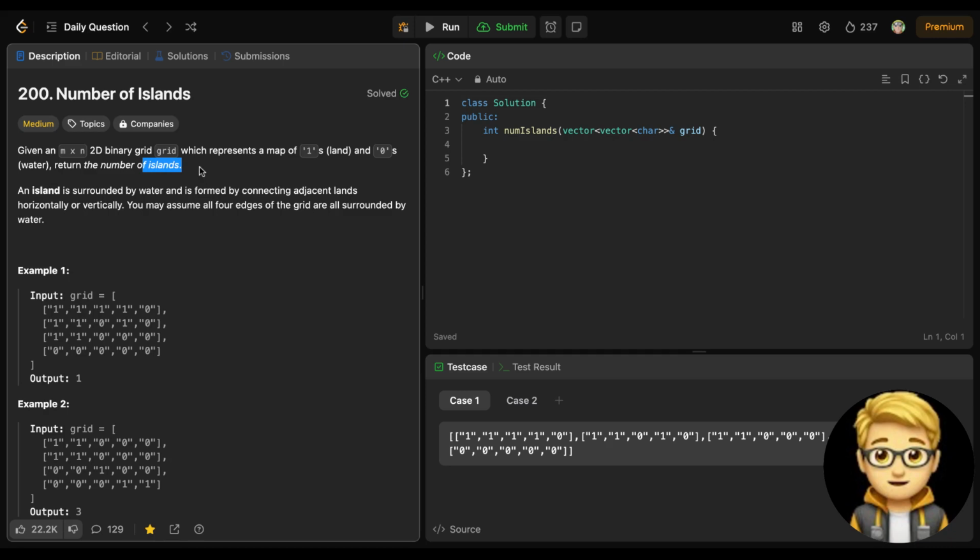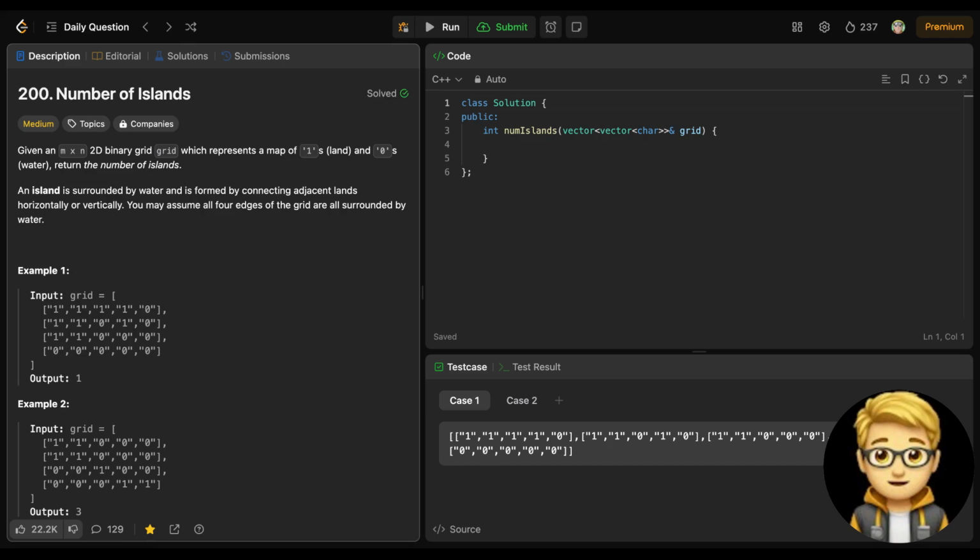So what does island mean? An island is surrounded by water and is formed by connecting adjacent lands horizontally or vertically. You may assume all four edges of the grid are surrounded by water.